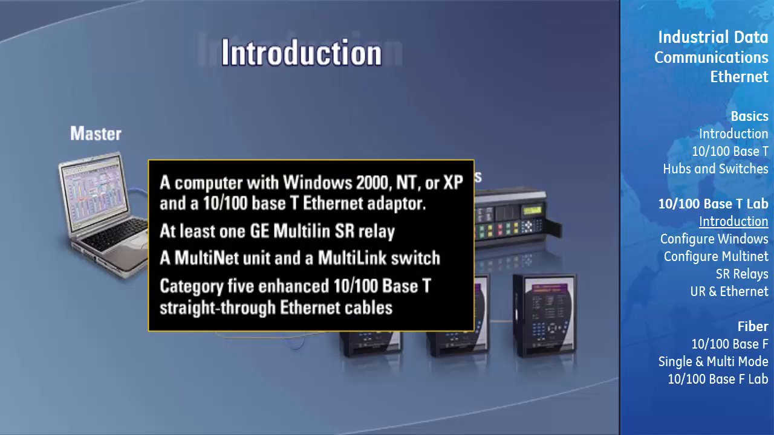The equipment required for this lab will include a computer with Windows 2000, NT, or XP, and a 10/100 Base-T Ethernet adapter. We will also need at least one GE Multilin SR relay, a MultiNet unit and a Multilink switch, and Category 5 enhanced 10/100 Base-T straight-through Ethernet cables.